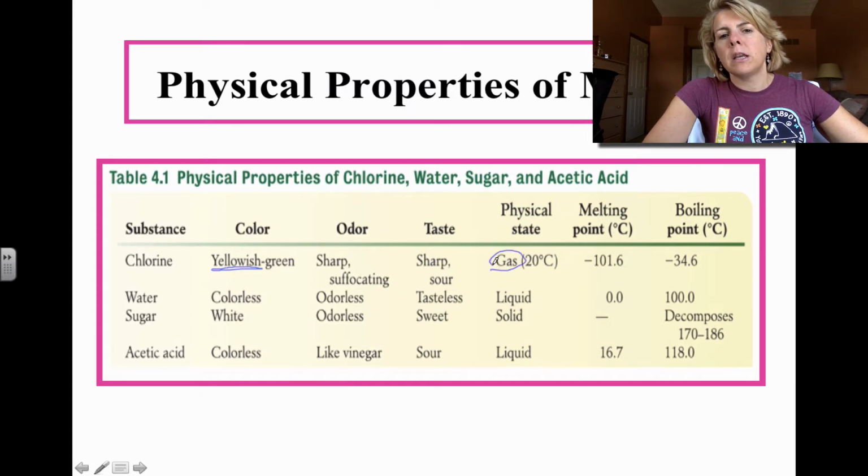Chlorine typically is in the gaseous state. And because it's in the gaseous state, notice that its melting point is negative 101 Celsius. So it does not like to be orderly and in the solid state. It has an extremely low melting point because of that.